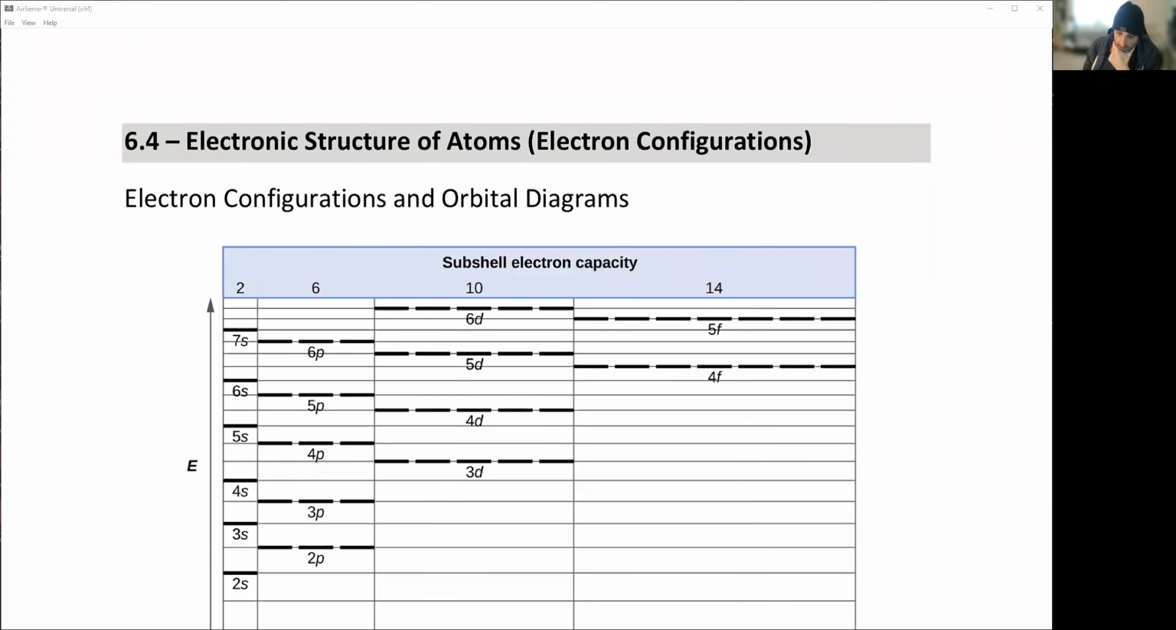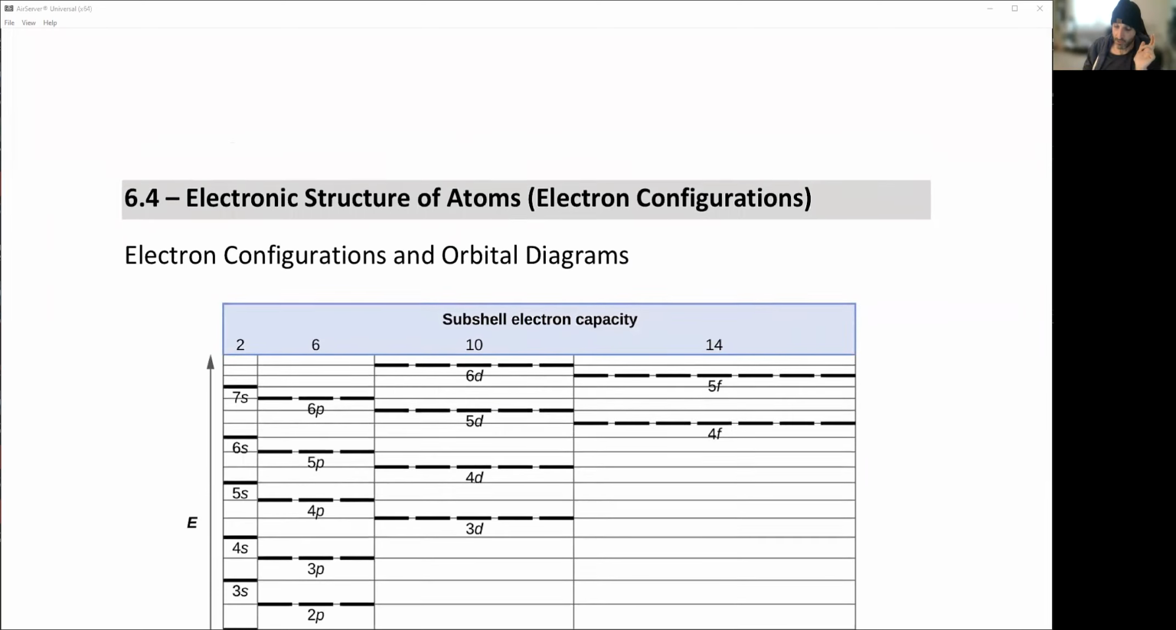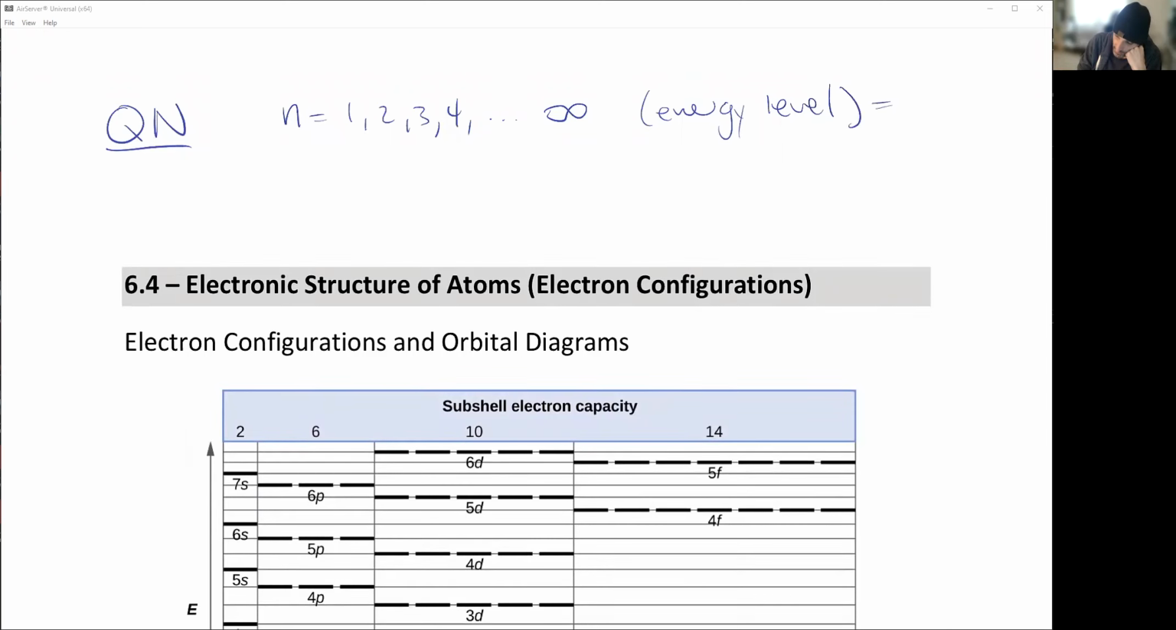Okay, so let's take a look at 6.4, electronic structure and electron configurations. Before, we just finished talking about the set of quantum numbers that we have. Again, don't be alarmed by the old idea of quantum numbers. You have principal quantum number n, which goes from 1, 2, 3, 4, all the way out to infinity. And this is, again, the energy level or the size, or really what we call this is the shell.